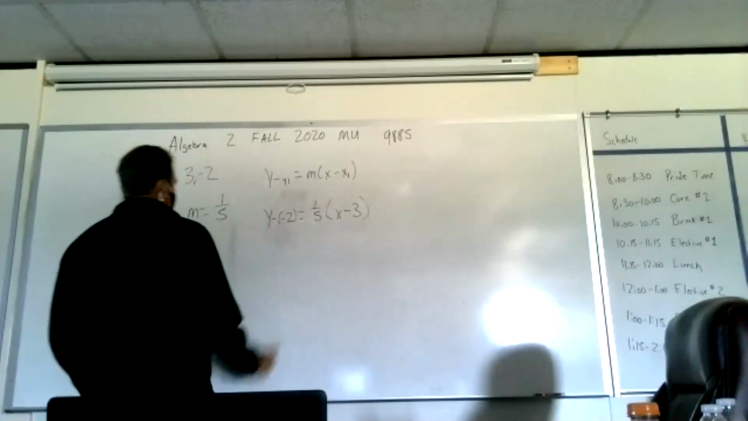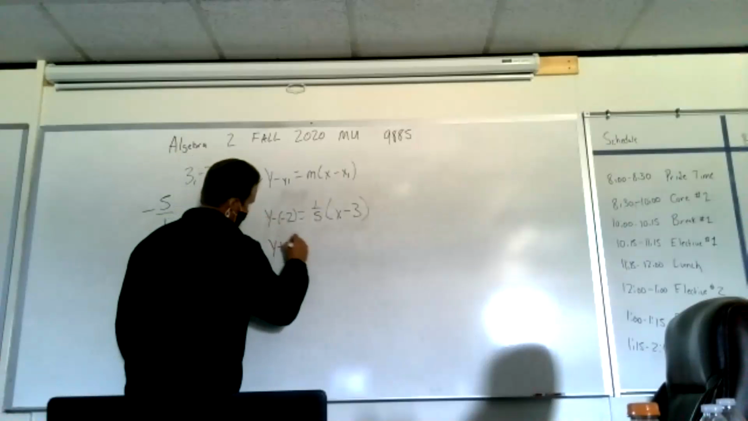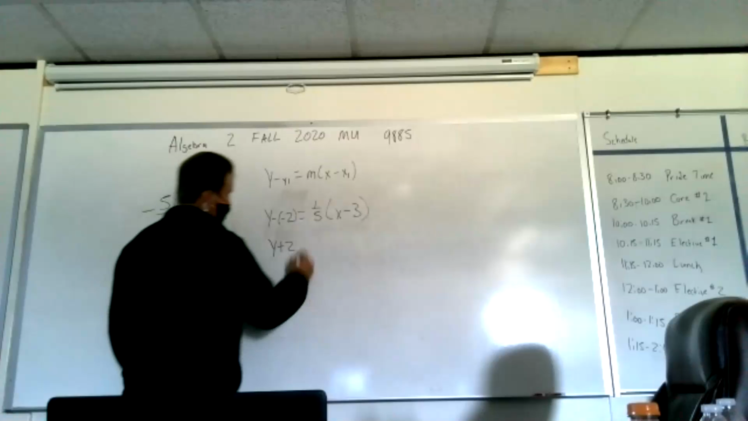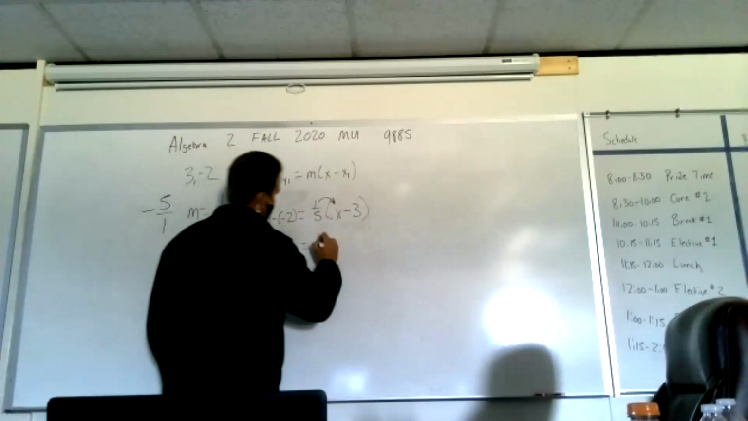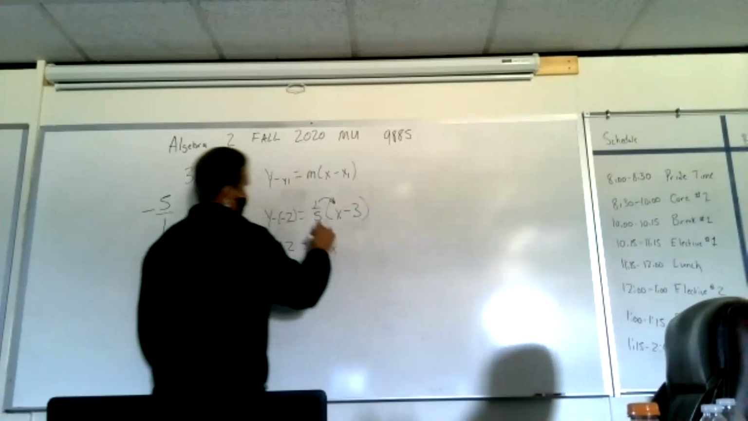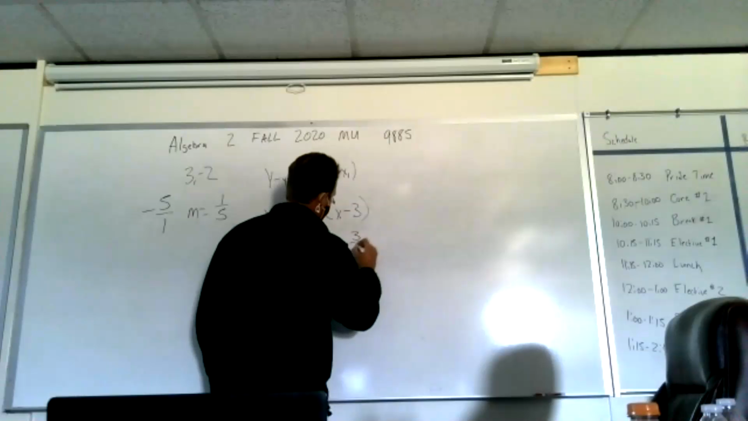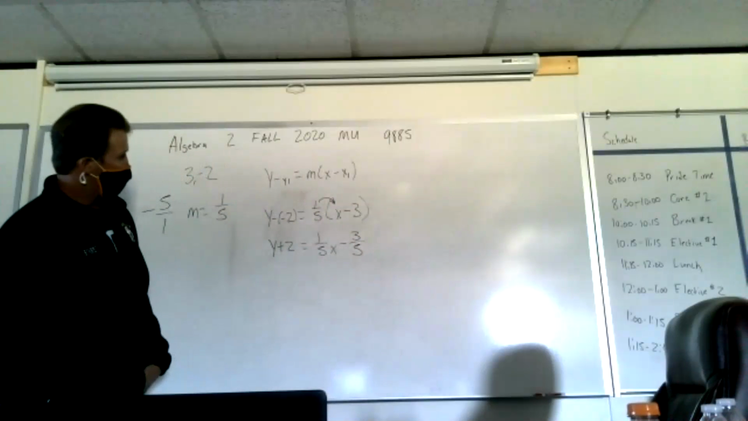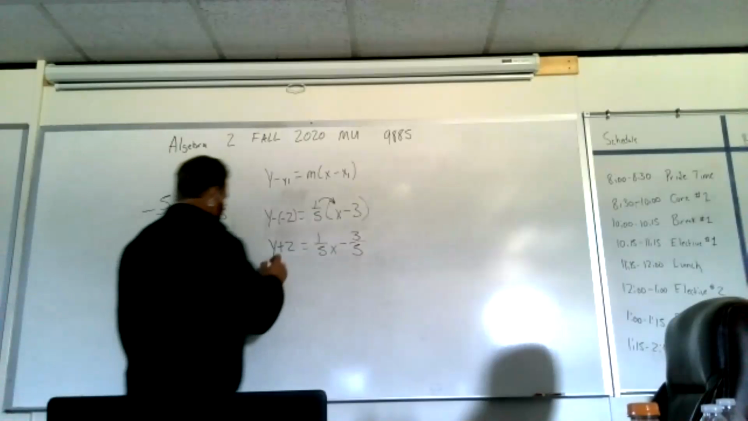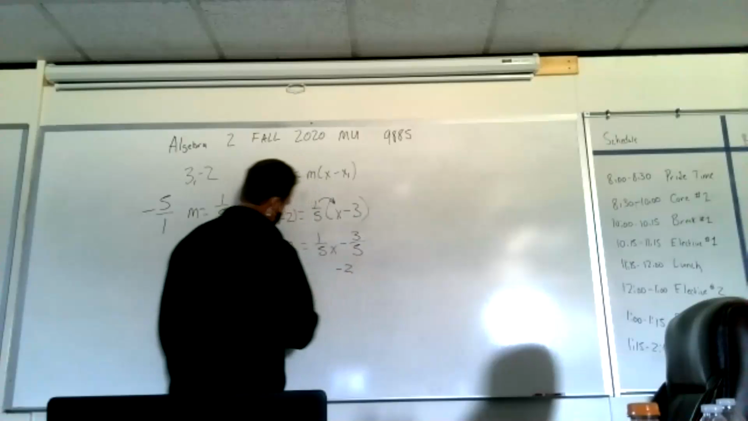Okay, simplifying the left side, y minus a negative turns into y positive, y plus 2. Distributing my 1/5 across, 1/5 times x is 1/5 x. 1/5 times -3 is -3/5. Okay, now the tricky part is I have to isolate my y value by subtracting 2 from both sides.